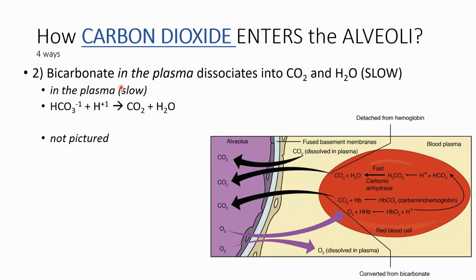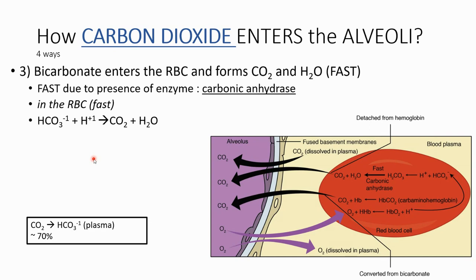Remember, we had bicarbonate that was in the plasma, which is going to be a slow reaction, and this one is not shown in this picture here, but it would be the bicarbonate ion that's dissolved in the plasma. It is going to then enter and turn into carbon dioxide and water in the alveoli. This again, not pictured, but that is a slow reaction.